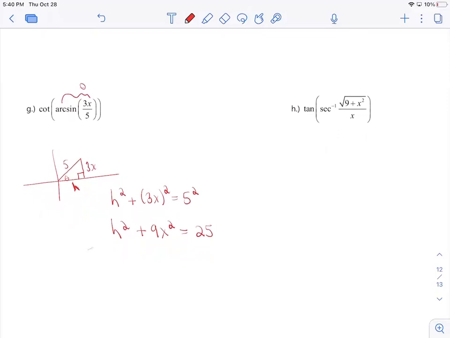Okay, so your goal is to solve for that h. So I take away the 9x squared, and then you take the square root. So h is the square root. It's ugly, but that's what it is. So I'm going to go ahead and replace that with this 25 minus 9x squared.